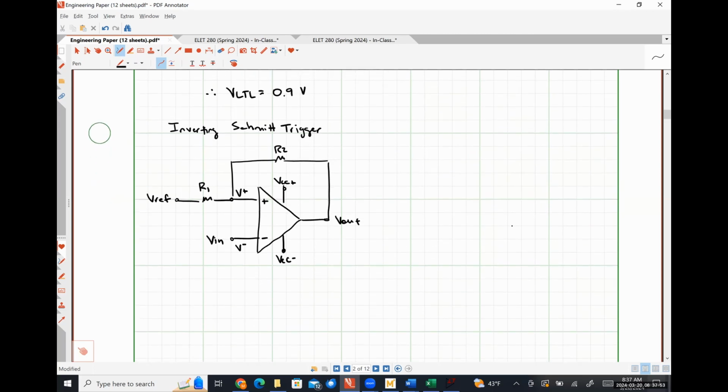So this particular circuit is governed by the relationship that Vn will be equal to Vref times R2 over R1 plus R2 plus Vout times R1 over R1 plus R2.